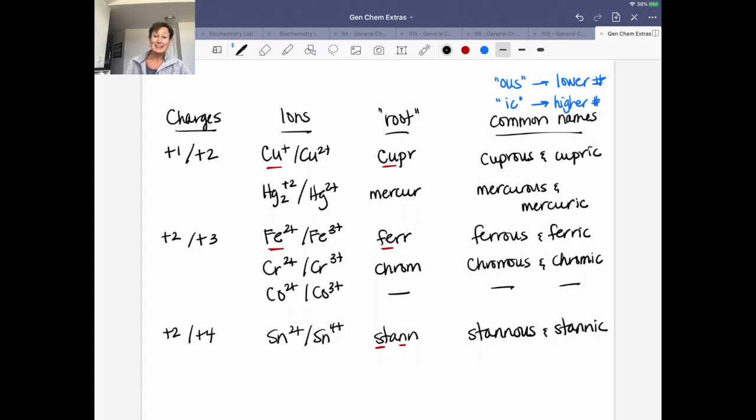And the last one is lead. This is another one that we don't have common names that I need you to know. So lead is going to be 2+ and 4+. No roots that we need to know. So again, those are the 7 that I need you to know that are multivalent metals, but only 5 of them have common names that you need to know that are based on using the OUS or IC suffixes on the roots.